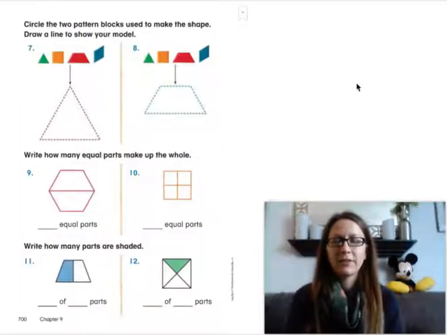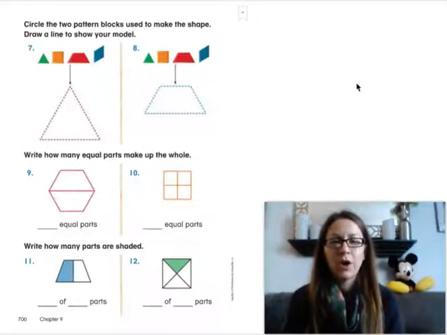Okay, here are your directions for number 7 and number 8. Circle the 2 pattern blocks used to make the shape. Draw a line to show your model. So these are our composite shapes that we talked about. So you need to choose 2 of those shapes that they give you. For each example, you have the same 4 shapes to choose from. You have a triangle, a square, a trapezoid, and a diamond or parallelogram. So you have to use 2 of those 4 shapes to fill in each of those composite shapes.